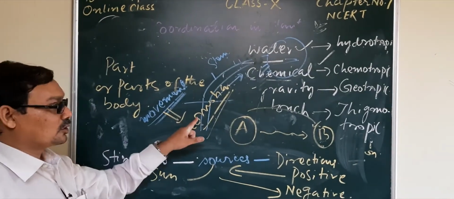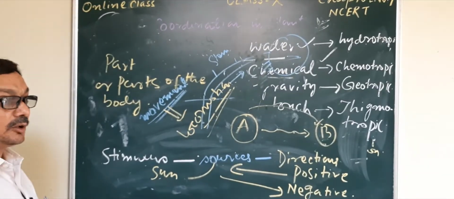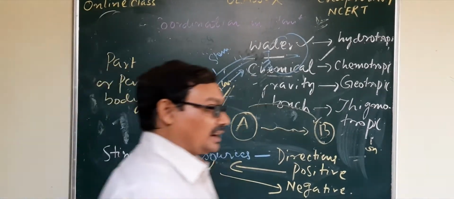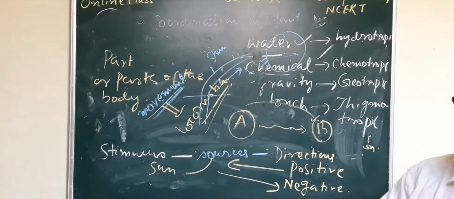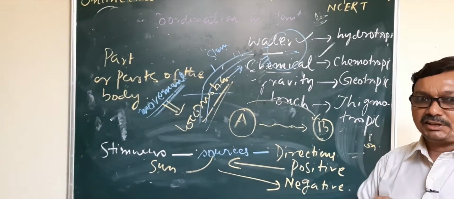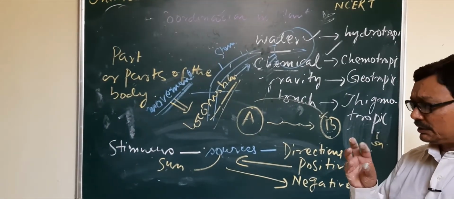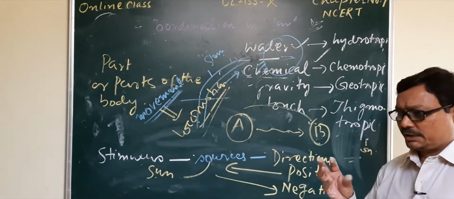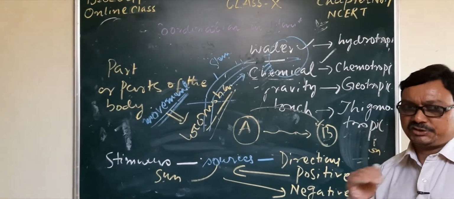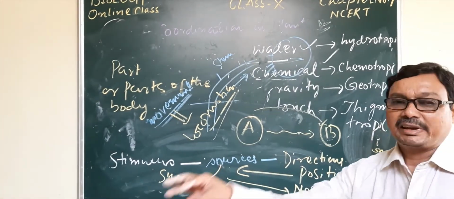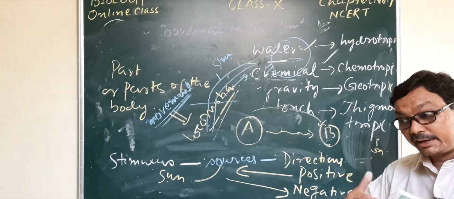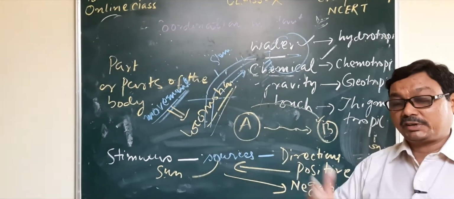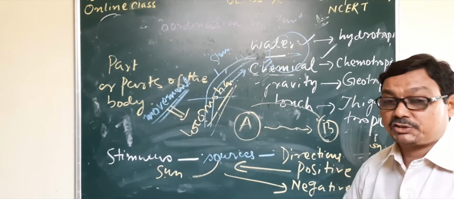They cannot show locomotion, but in case of some lower category of the plant, like the Chlamydomonas, an algae group of plant, and not only the plant but the parts of the plant also, like there is a movement of male gamete towards the female gamete. That is the part of the plant that can move from one place to another. Chlamydomonas can move from one place to another.